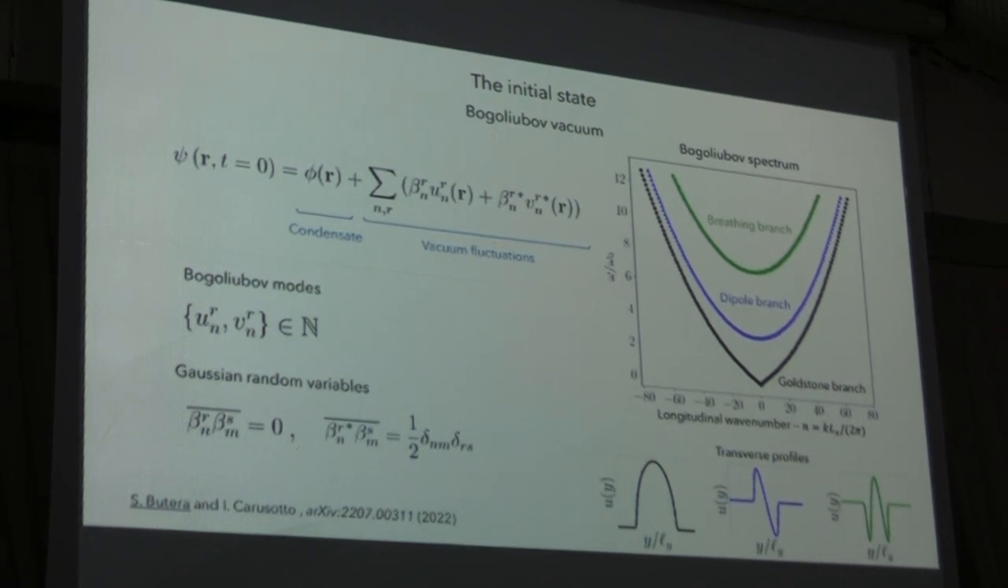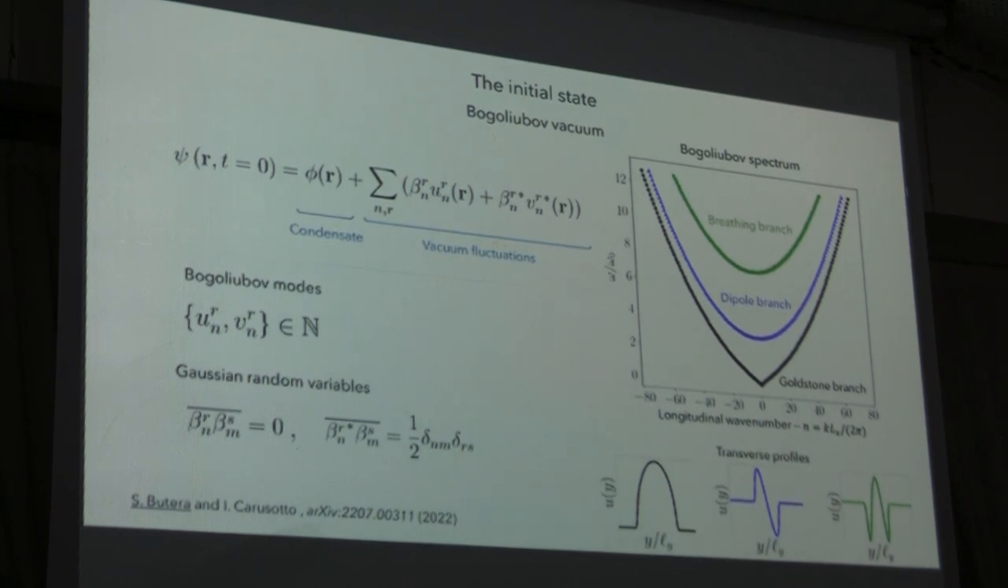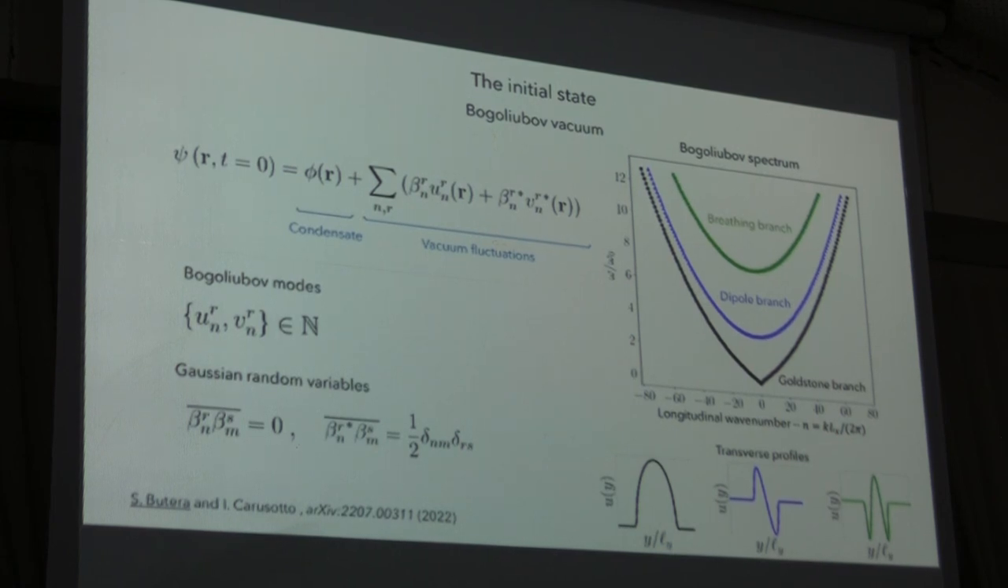So basically I performed a Monte Carlo simulation in which I prepared different samples of this initial state and evolved each of these samples according to the Gross-Pitaevskii equation. Any quantum expectation value is calculated in this picture as a standard stochastic expectation value. Okay.